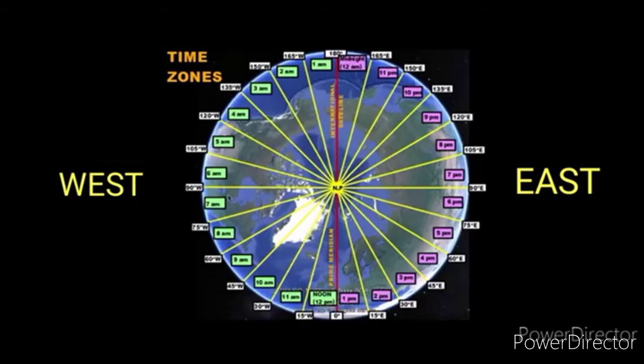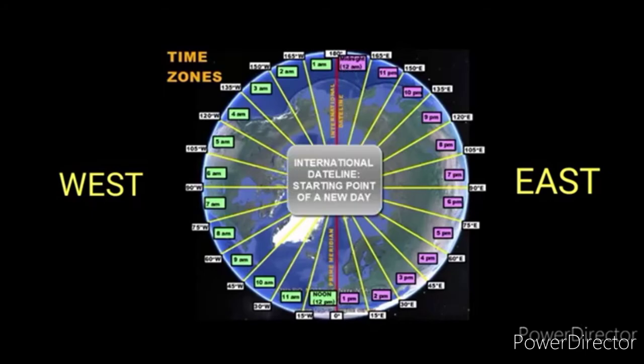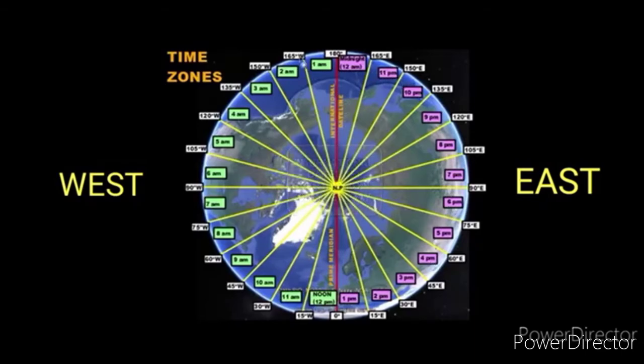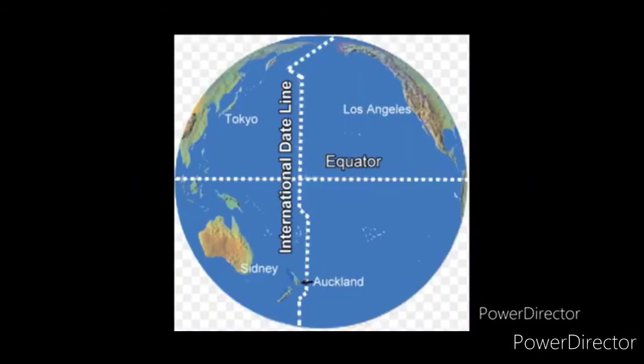Now at 165 degrees west it is 1 am and from here Sunday is starting in the western hemisphere, and at 165 degrees east Sunday is ending in the eastern hemisphere. So the international date line is a starting point of a new day. The international date line is also an imaginary line that goes north and south through the Pacific Ocean.